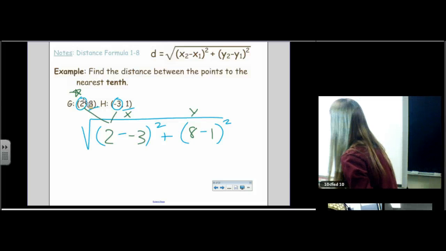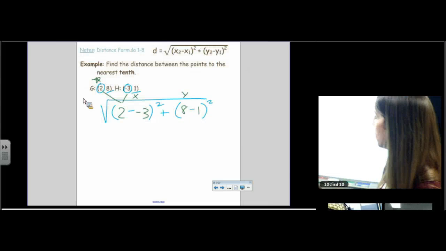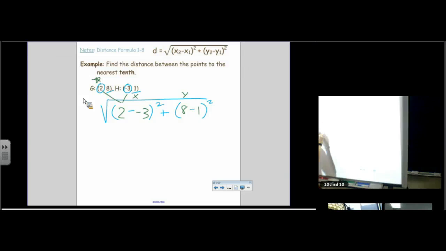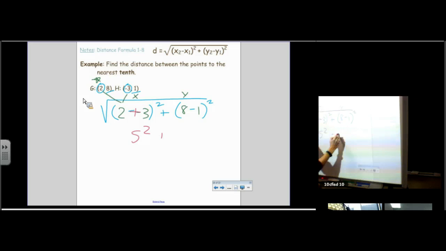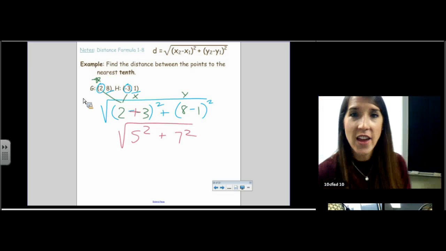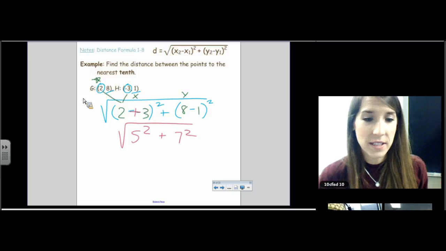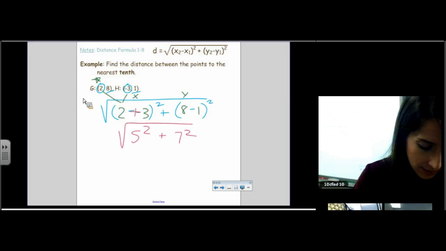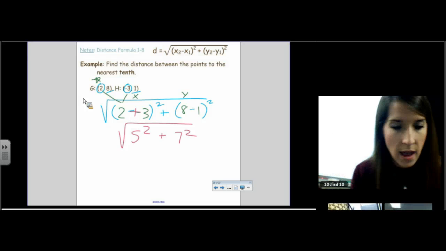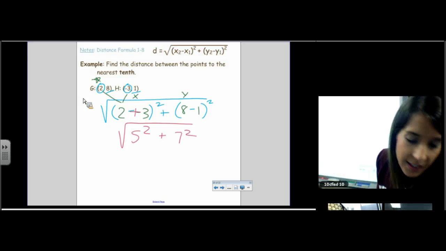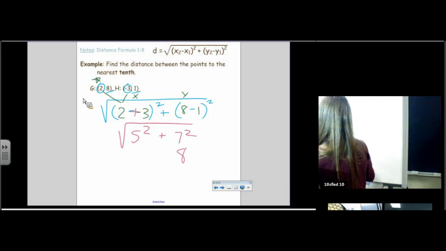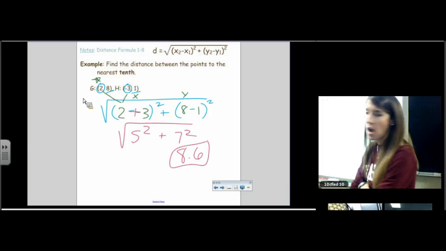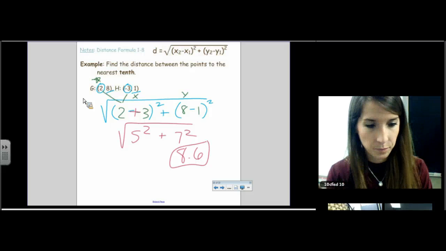Now, the hard part is over, and now we can just solve it. 2 minus negative 3, that's 2 plus 3, that's 5. 8 minus 1, that's 7. Look, now it looks just like Pythagorean theorem. Square root of 5 squared plus 7 squared. I go straight to my calculator. Square root of 5 squared plus 7 squared. And we should all get 8.6. If you did not get 8.6, let me know.